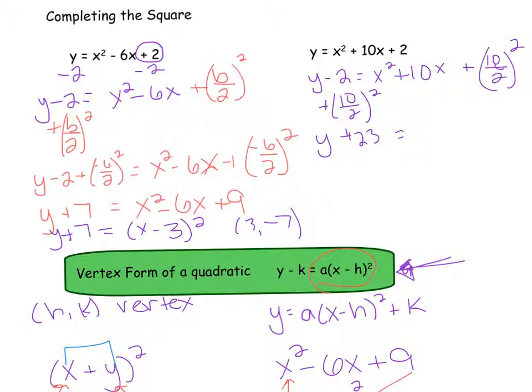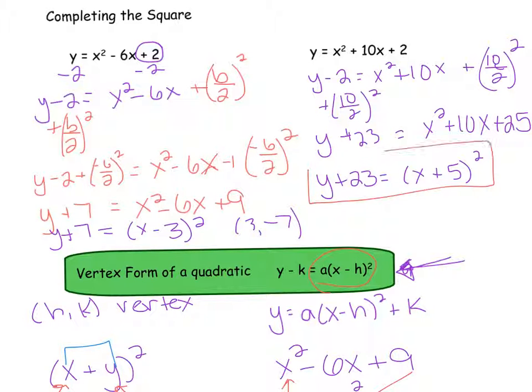And then on my right, I have x squared plus 10x plus 25. y plus 23 equals, and then over here I have (x plus 5) squared. Some of you may ask, does it always work out that it's a binomial squared? Yes, that's the whole point of completing the square: you perform a few steps so that you have a perfect square trinomial on one side of the equal sign. That should always happen.